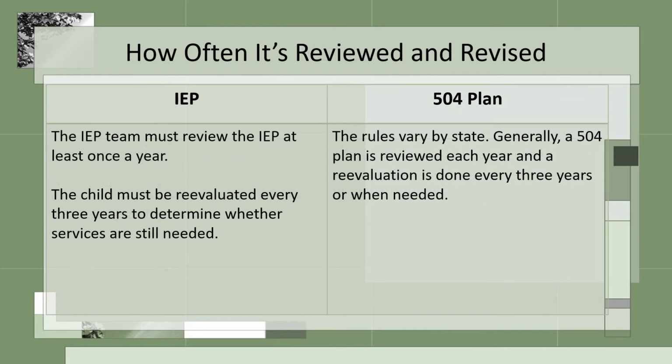How often it's reviewed and revised. In regards to the IEP, the team must review the IEP at least once a year. The child must be re-evaluated every 3 years to determine whether services are still needed. In looking at the 504 plan, the rules vary by state, but generally a 504 plan is reviewed each year and a reevaluation is done every 3 years or when needed.